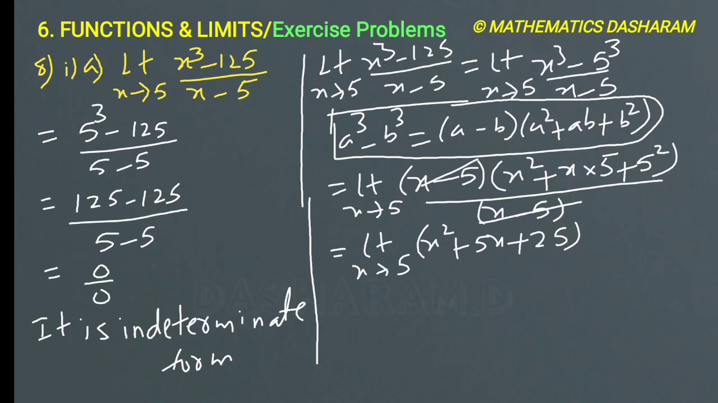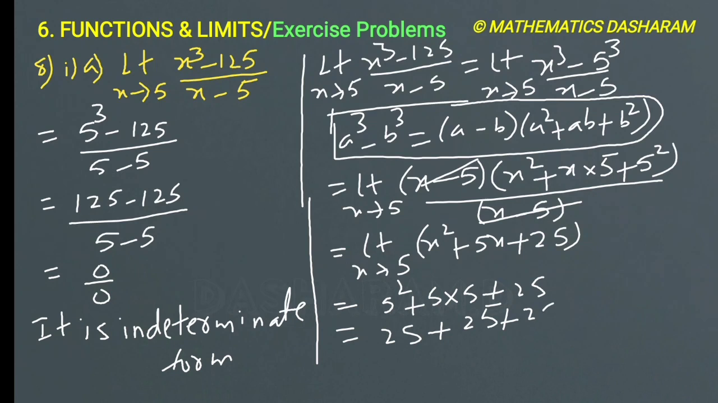Now substitute x equals 5. So 5 square plus 5 into 5 plus 25. 5 square is 25, 5 into 5 is also 25, and again 25. So total 75 is the answer.